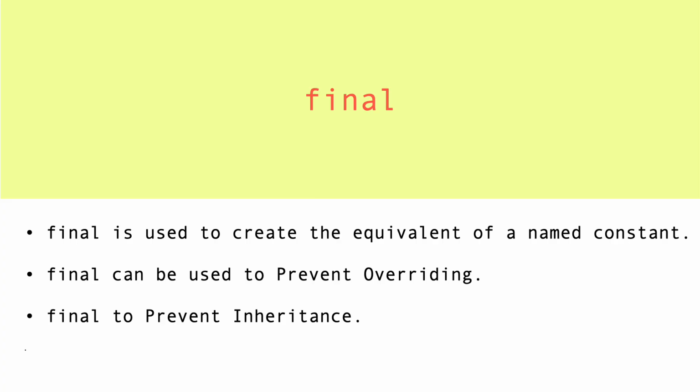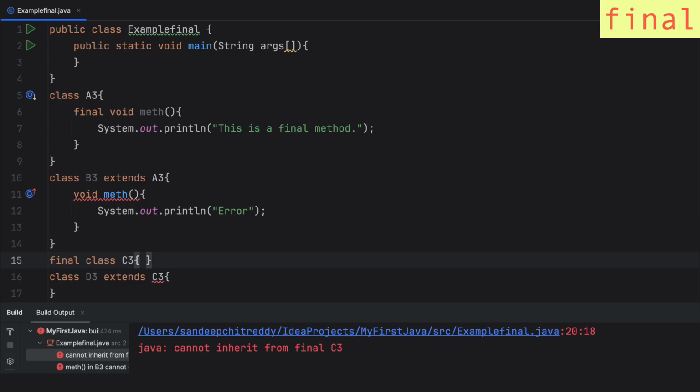Finally, we have final. Final is used for three applications here. Final is used to create the equivalent of a named constant. Usually constants do not change their value and are usually written using capital letters. If you declare a variable as final, it means that you can't modify its value. Final can also be used to prevent overriding. Final can also be used to prevent inheritance. So let us see some examples of it.